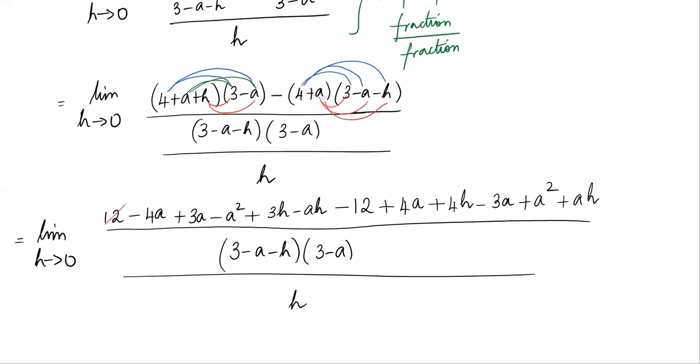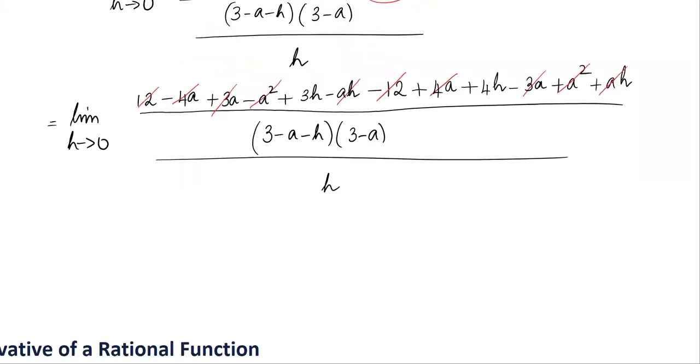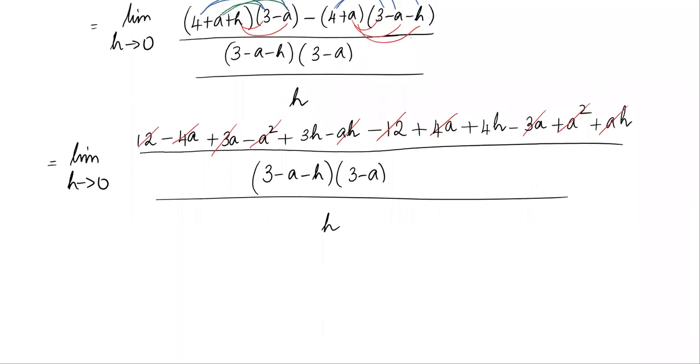All right, let's get the ones that will cancel off: 12 and the negative 12, negative 4a and positive 4a, positive 3a and negative 3a, negative a squared and positive a squared, negative ah and positive ah. Interesting, we almost got rid of everything. We just have that one term because we really need something there, right? Otherwise, your derivative will be a 0.